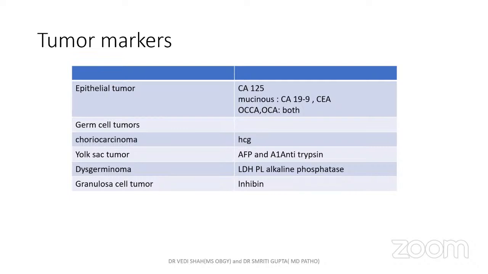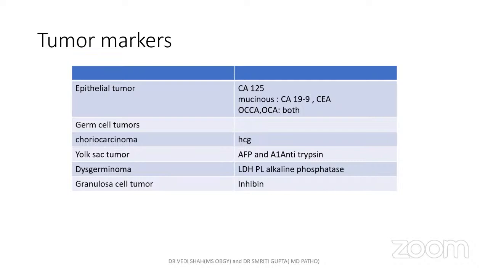So tumor markers. Now, what exactly are tumor markers? Tumor markers are basically chemicals or substances that can be found in your blood, which are secreted by these tumors. If you know the basic histology or the basic function of these cells, then it's not very difficult to remember which tumor marker is increased in which kind of tumor.